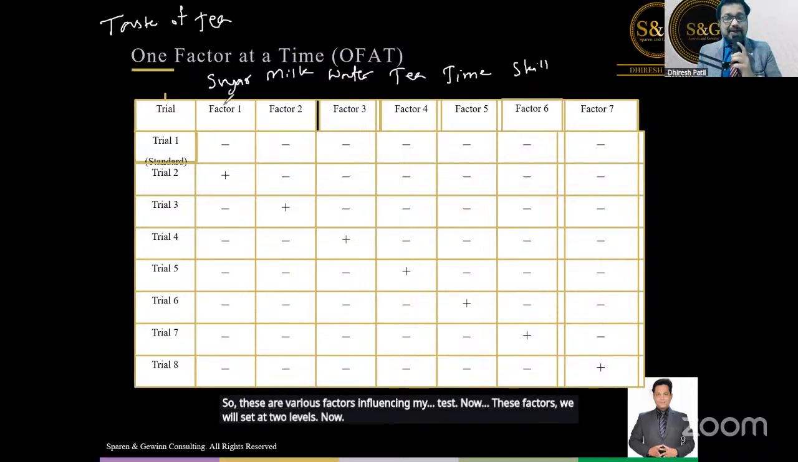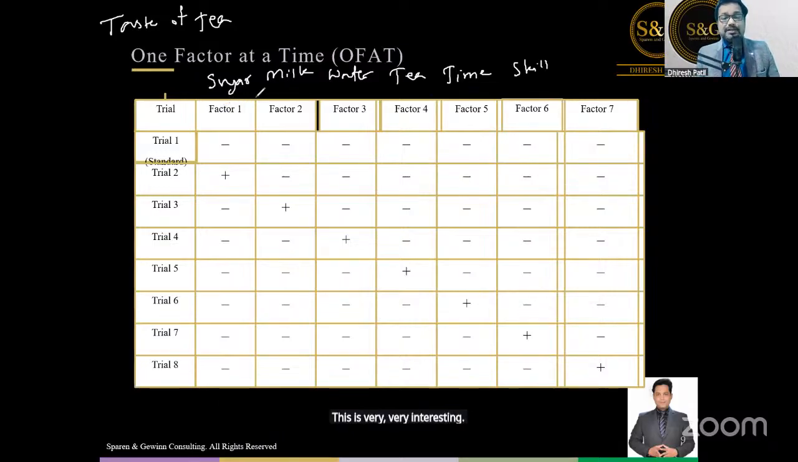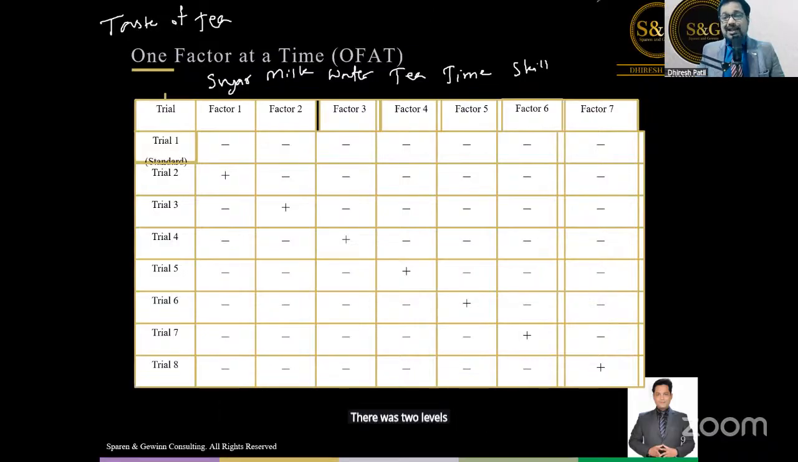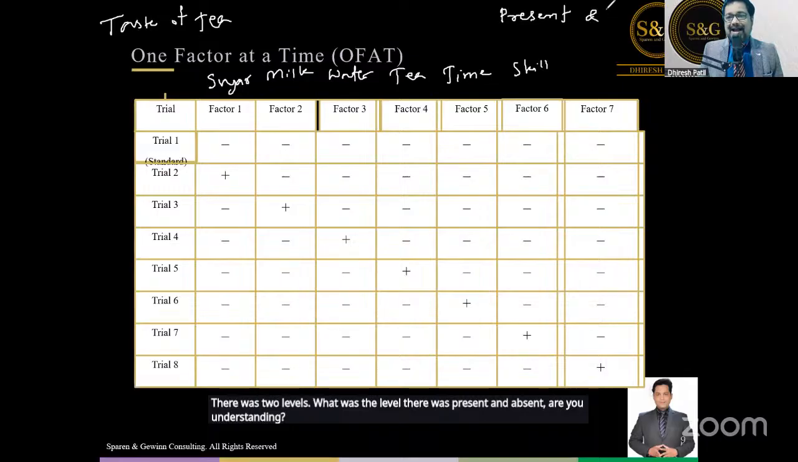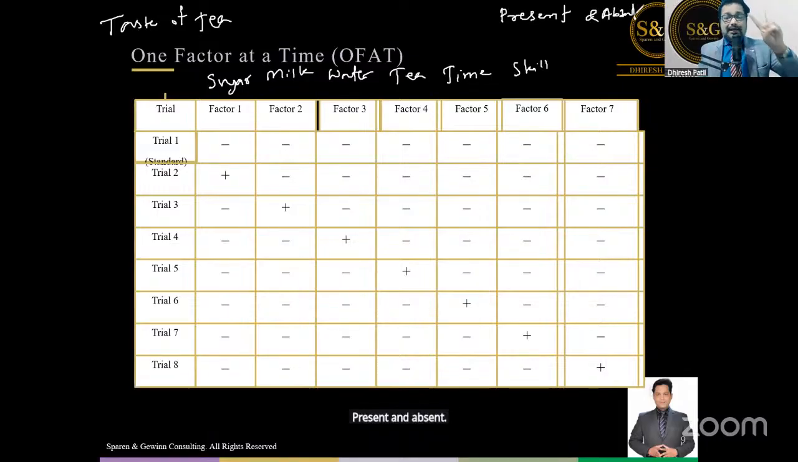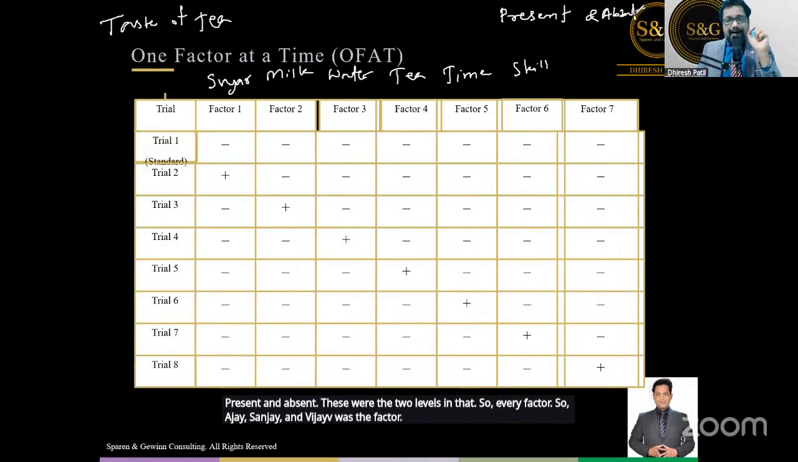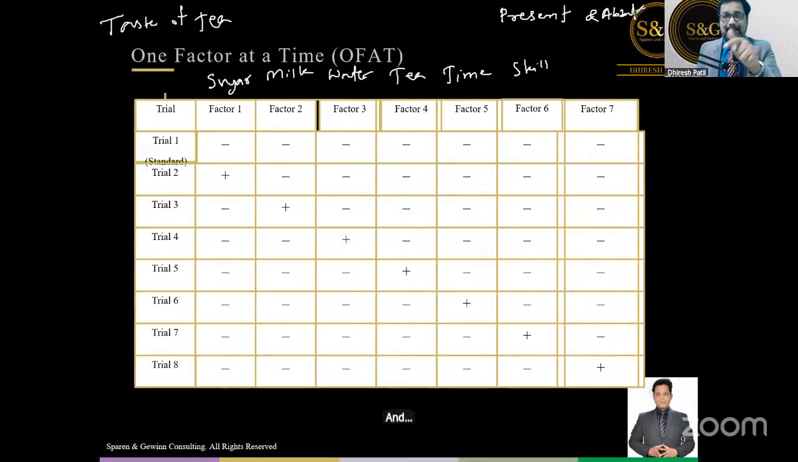Now this is very interesting. While doing this experiment, if you observe in the earlier case, the Ajay, Vijay, Sanjay case, there were 2 levels. What was the level? There was present and absent. Are you understanding? Present and absent. These were the 2 levels in that. So Ajay, Sanjay and Vijay were the factors, and present and absent were the levels. Are you clear? Factor and the level.